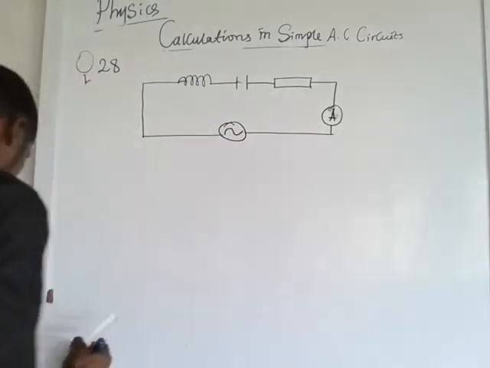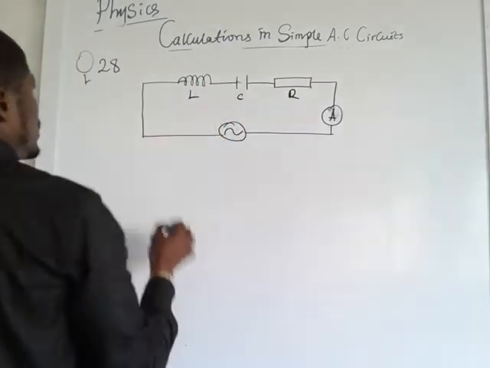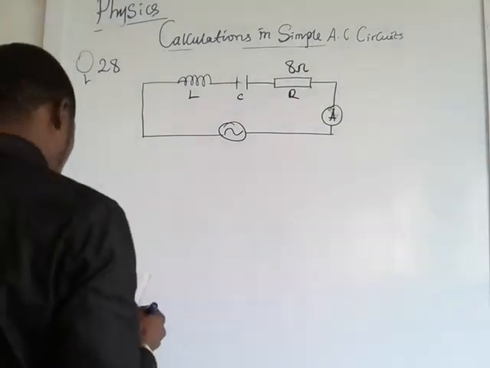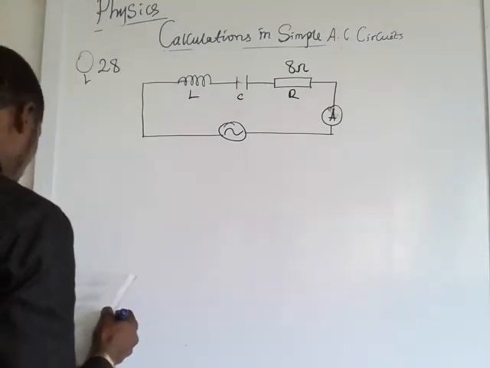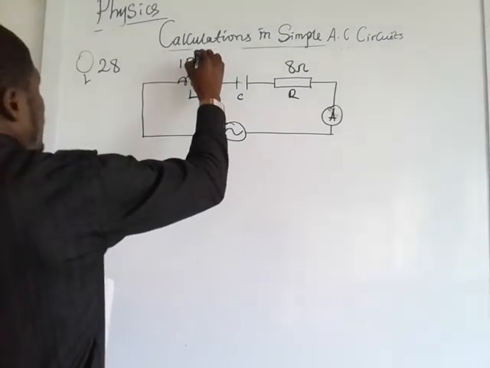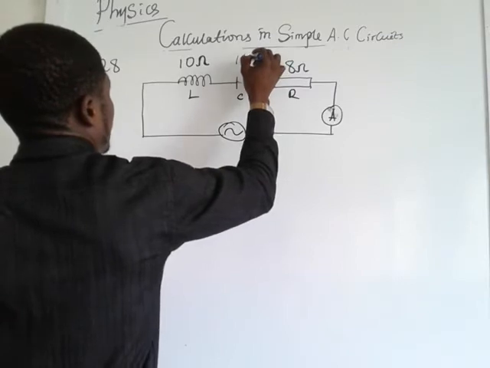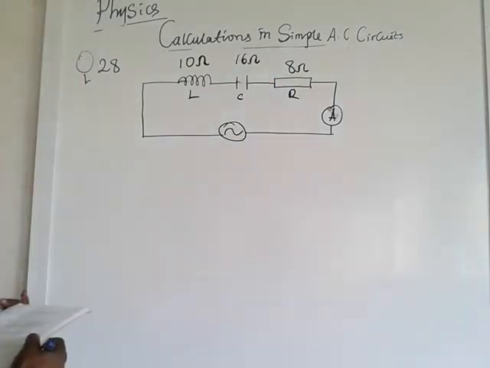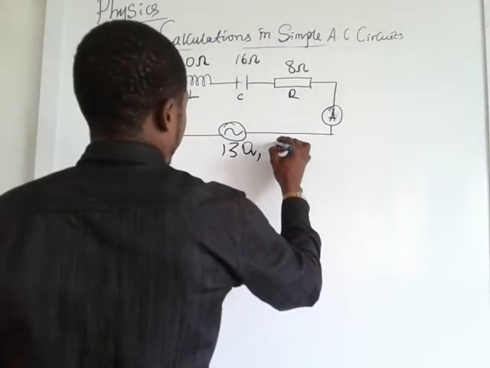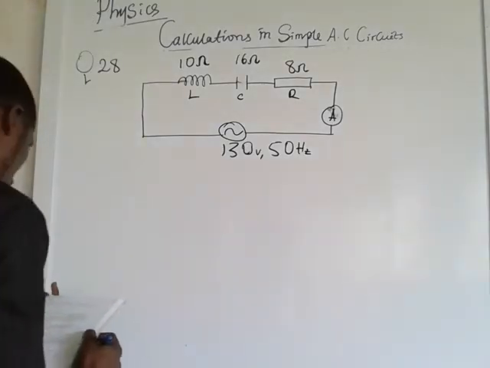AC source. So in the diagram below, on the board, the resistor has a resistance. This is RCL. The resistor has a resistance of 8 ohm, while the reactance of the inductor is 10 ohm, and that of the capacitor is 16 ohm, respectively. So here is 130 volts, 50 hertz. So calculate the current in the circuit.